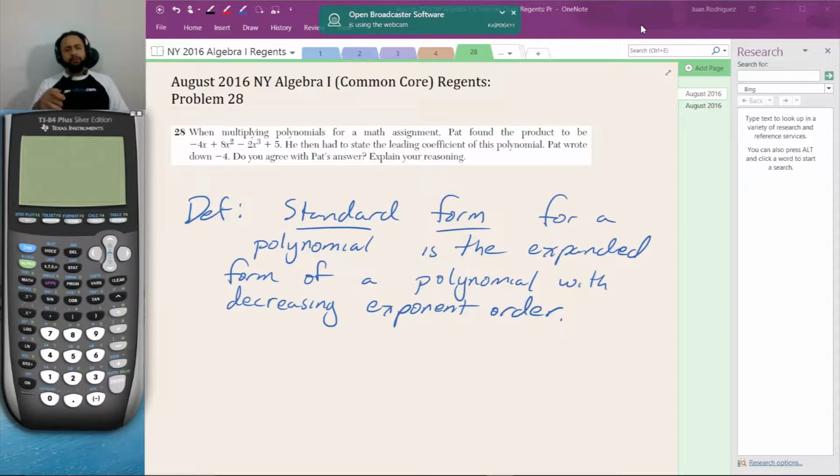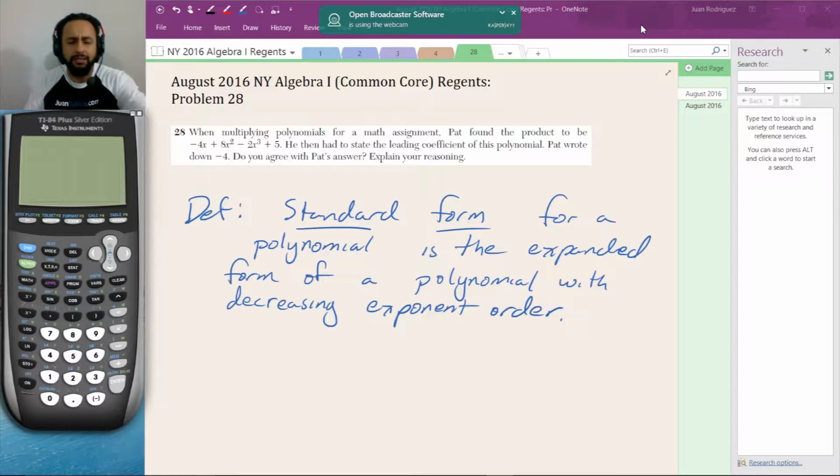After all, if we use the commutative property to change the ordering of the terms, then we'd get a different coefficient in front and a different leading coefficient, which would mean that the leading coefficient is not well defined. But it is well defined. How do we define it then? Here's the definition. Standard form. A standard form for a polynomial is the expanded form of a polynomial with decreasing exponent order.